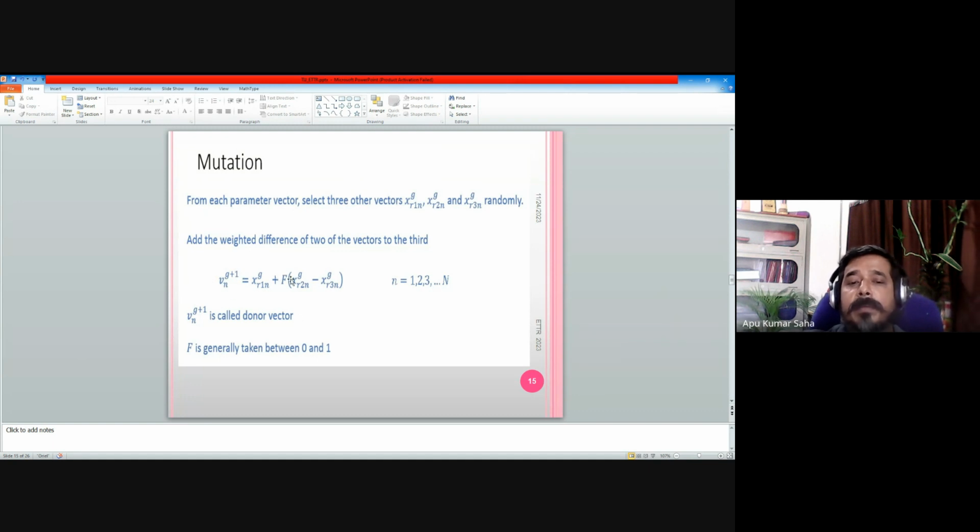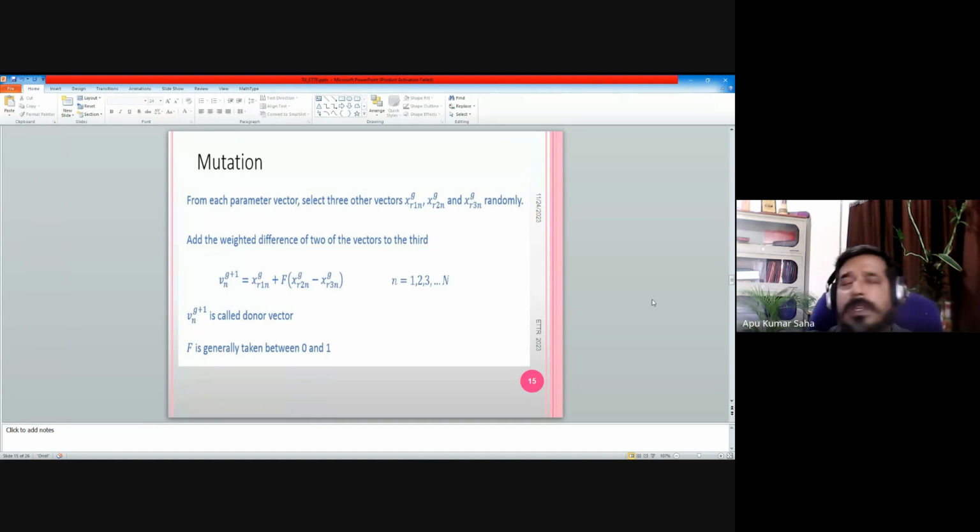Now F is a parameter. Generally, this parameter is known as the mutation factor. And this mutation factor, we generally take between 0 and 1, and nearly 1. Say we generally take 0.8, 0.9, 0.85, 0.82, generally not less than 0.6. So though we are taking 0 to 1, it is nearly 1. Is it okay? So in this way, we are generating our donor vector.